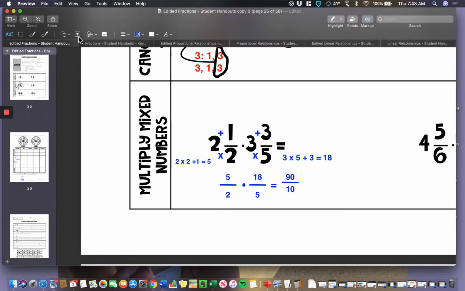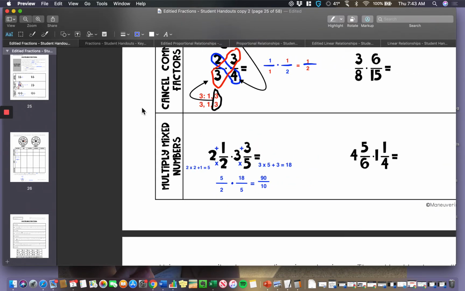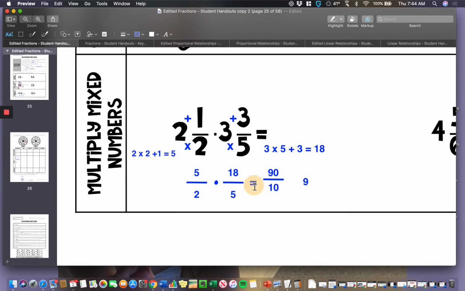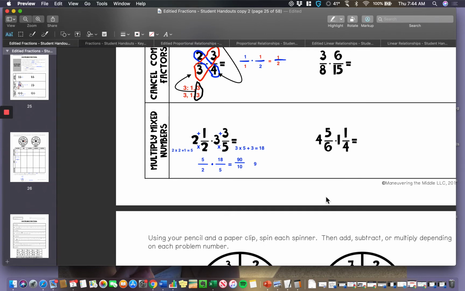Sometimes it doesn't do that, and we have leftovers, and any of those leftovers end up being our numerator. So my real answer here, when multiplying these fractions together, is 9. So you're going to go ahead and do that example right there.